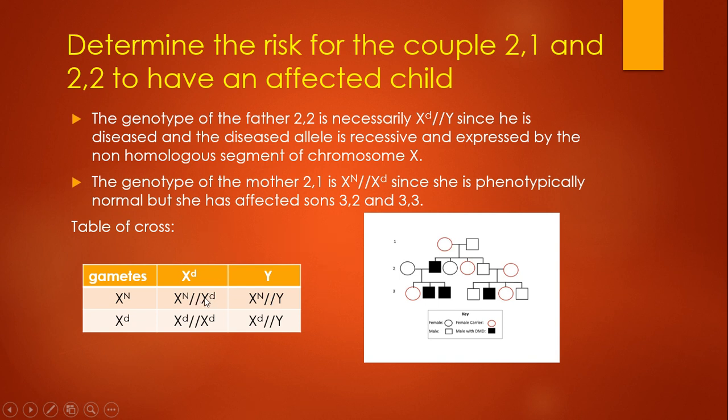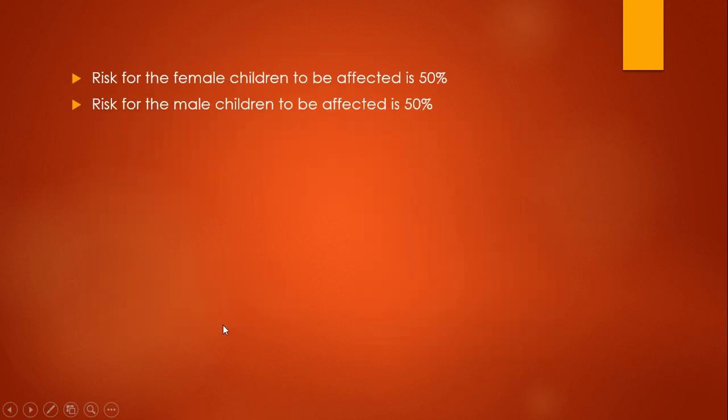So as you can see, 25% or 1/4 risk for the females to be normal, 1/4 risk for the males to be normal, another 1/4 risk for the females to be affected, and another 1/4 risk for the males to be affected, which leads us to know that the risk for this couple to have an affected child is 50% or 1/2. Okay?